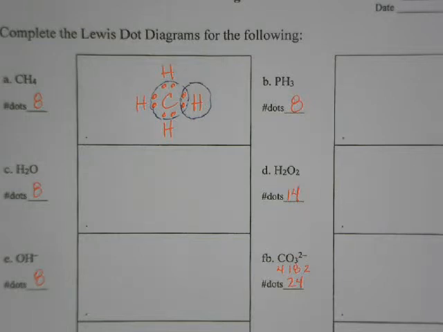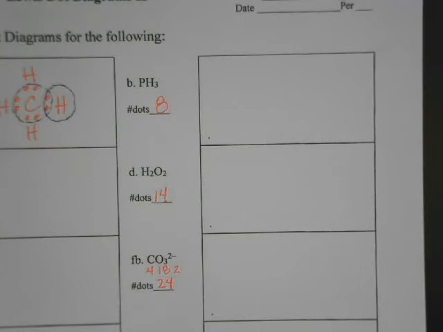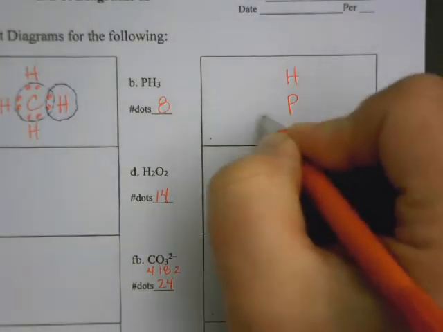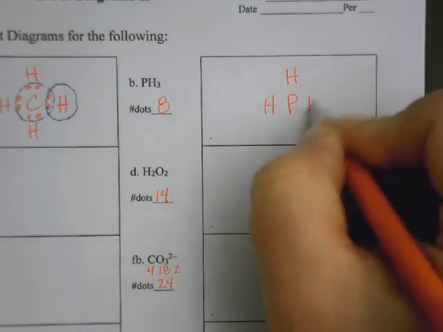It makes sense. Again, how many dots? What goes in the middle? The rest go around. And then start putting in the bonds until I run out of dots. All right. We'll go to B. This one has phosphorus and has three hydrogens.